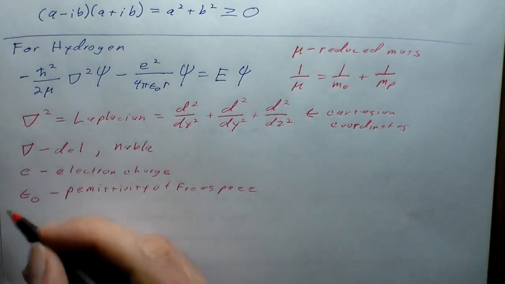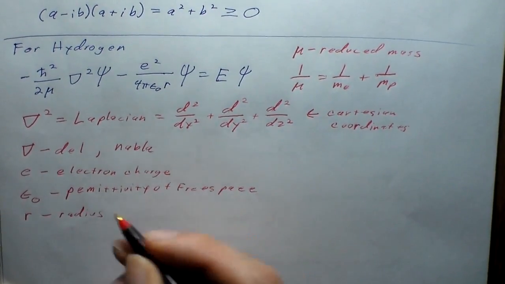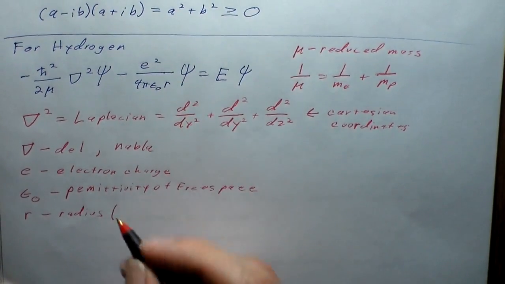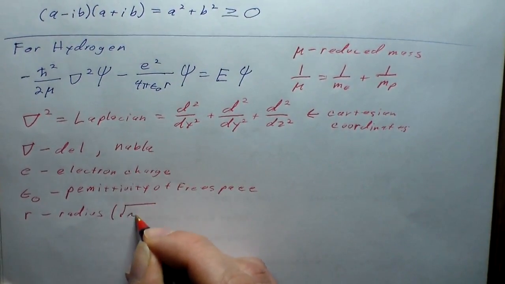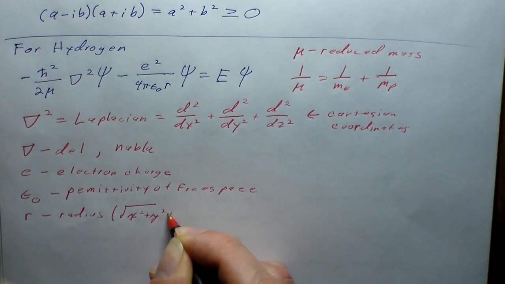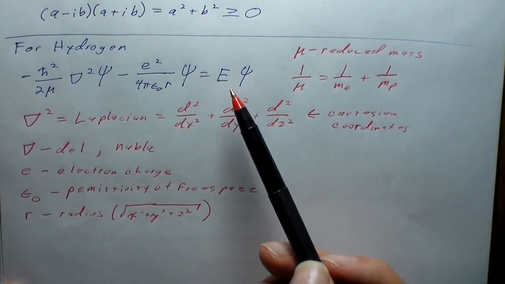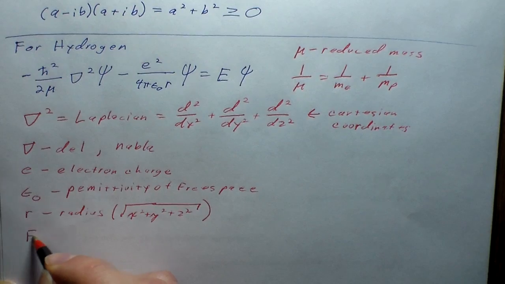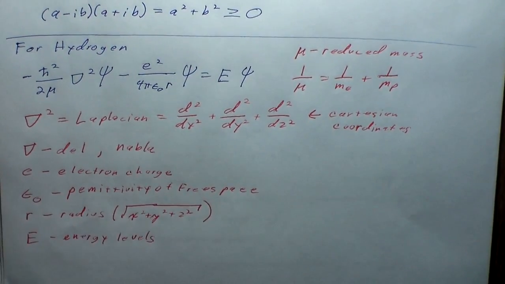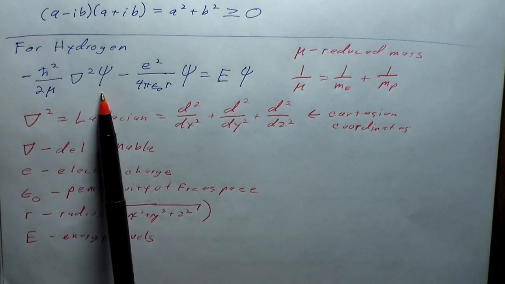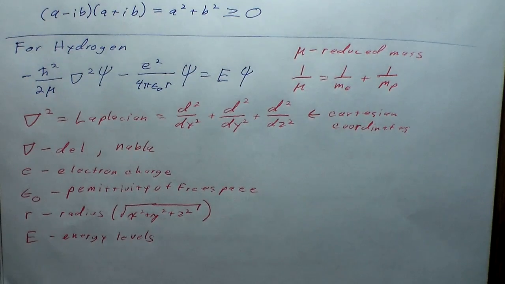And here R, that's just going to be your radius, your radial distance, which, if we're dealing with this in x, y, and z, would be your square root of x squared plus y squared plus z squared. And then here your energy, of course, is just going to be your energy levels. And actually, one thing about this Schrodinger equation is that there's not just one wave function that you can solve for. There's actually many, many wave functions, and they each have their own energy levels.